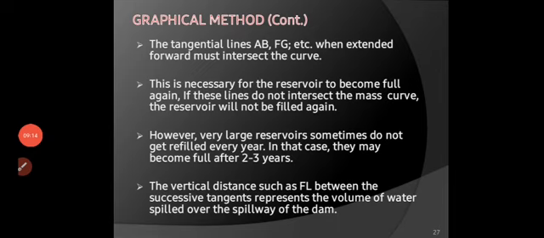So I hope it is clear that by preparing the mass curve and demand curve, and drawing a parallel line to the demand curve from the tangential point, the vertical intercept indicates the shortage of demand, means that much amount of capacity of reservoir is required.